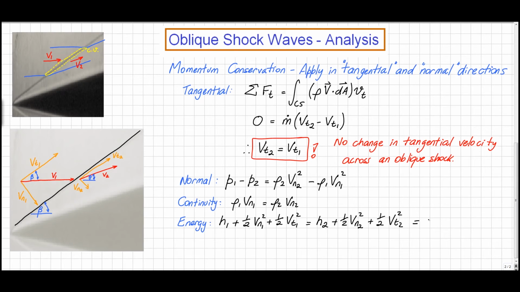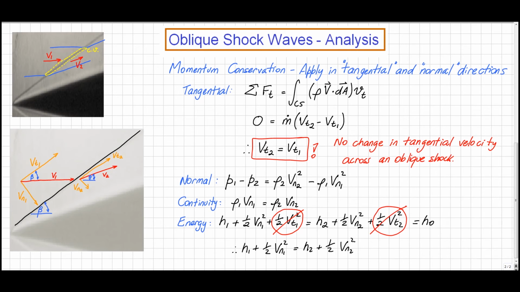And all of that is equal to the total enthalpy H0, which is unchanged across the shock wave. Now let's look at the Vt components. We've got a half Vt1 squared on the left hand side and a half Vt2 squared on the right hand side, and we've said up here that Vt1 is equal to Vt2. So those two terms are equal, so they'll cancel out. And what we're left with is H1 plus a half Vn1 squared is equal to H2 plus a half Vn2 squared.